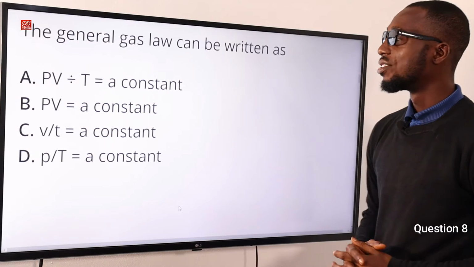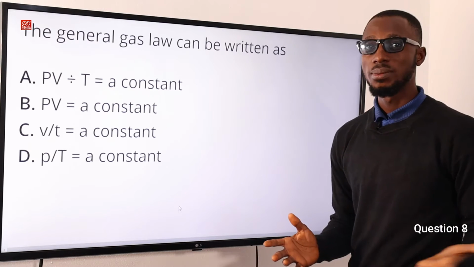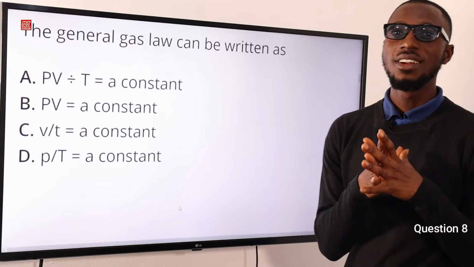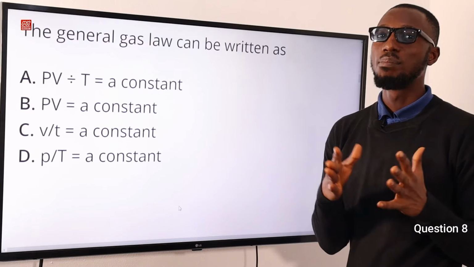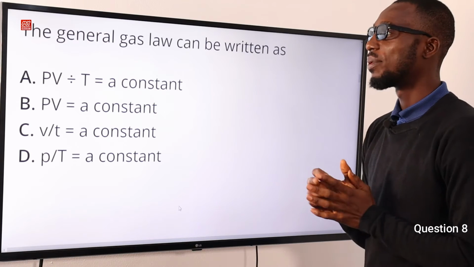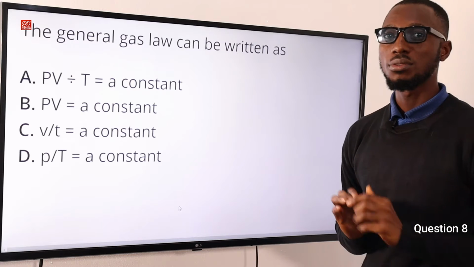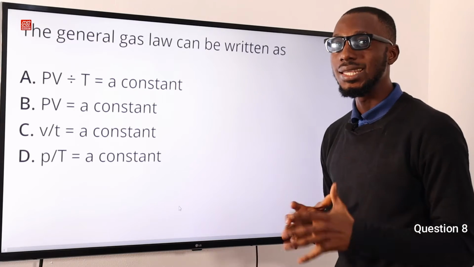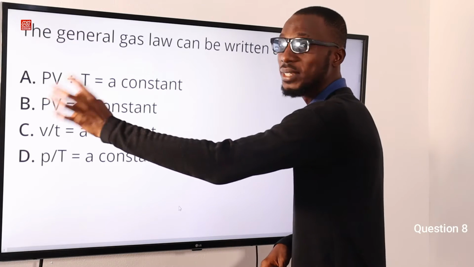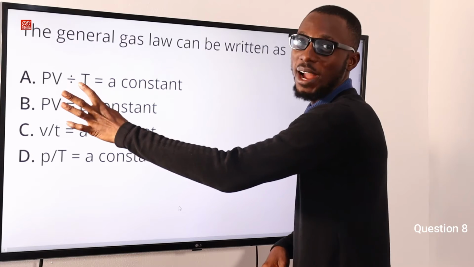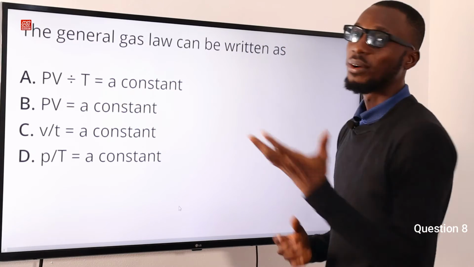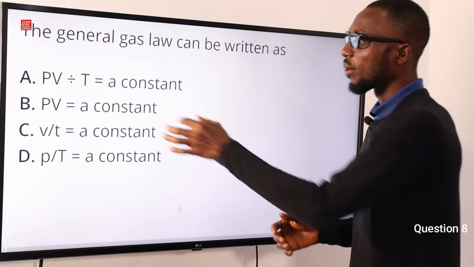Question 8. The general gas law can be written as what? Remember, in the general gas law you are combining 3 laws together: Gay-Lussac's law, Boyle's law, and Charles' law. So it can be written as P1V1 over T1 equals P2V2 over T2. So this is P1, this is PV divided by T equals a constant.